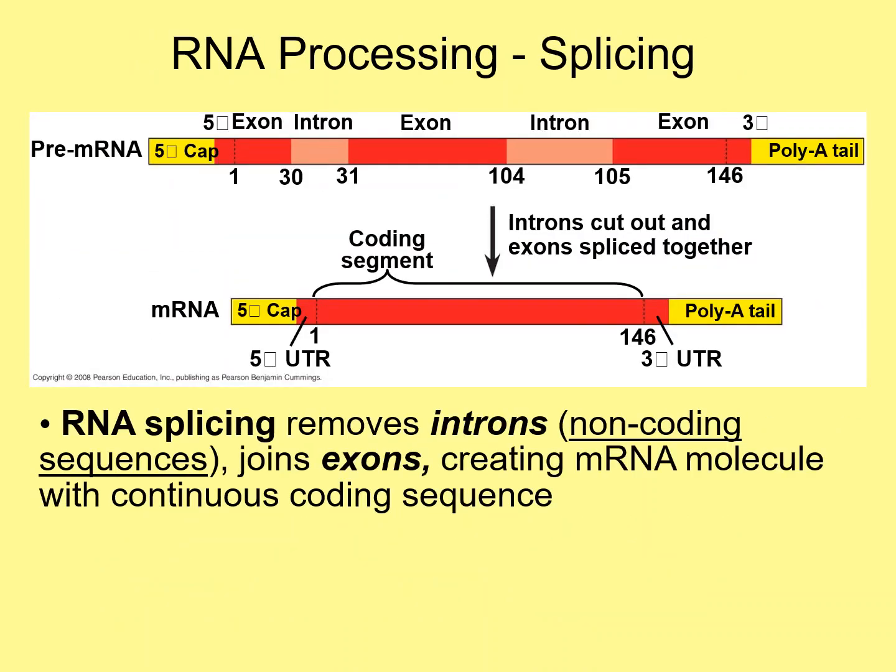Okay, so the last thing that happens to what was our pre-mRNA transcript, right? Preliminary or primary transcript. Once we modify it, it'll be our final mRNA molecule that's going to go to the ribosome and get translated into protein.